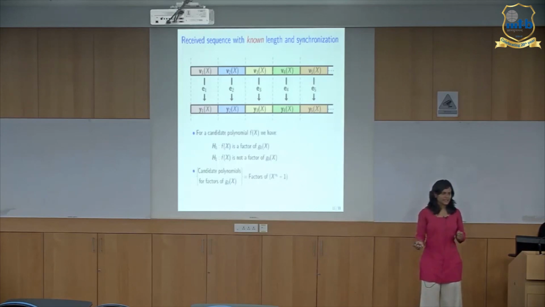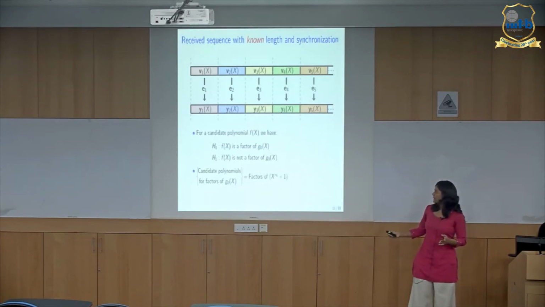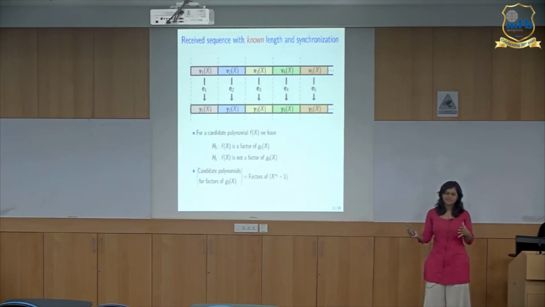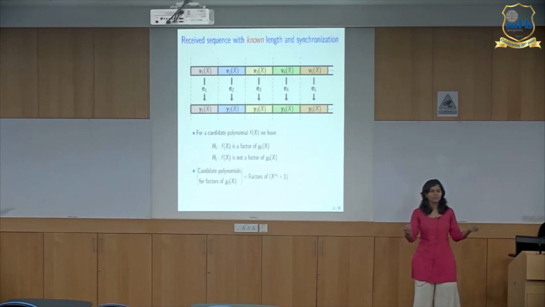Now, as we discussed for cyclic codes, we know that the set of factors of x to the power n0 plus 1, where n0 is the true length of the code, is the possible candidate set for the factors of the generator polynomial. So in this problem, we can imagine that we have a bag which contains all possible factors of x to the power n0 plus 1, and we take out each factor from this bag one at a time and decide whether it is a factor or not.